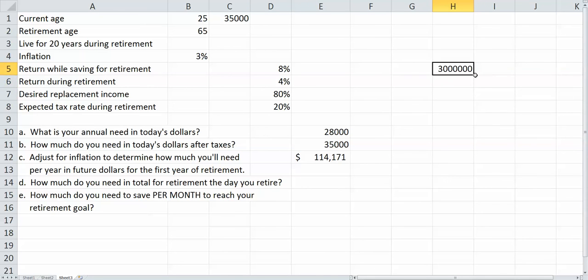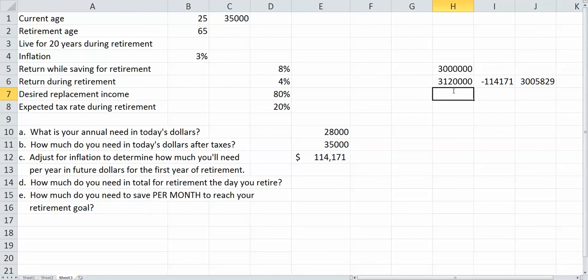It's going to sit there for a year, earn 4%. So it'll be worth 3 million times 1.04. Then you're going to take out 114,171. So you'll have $3,120,000 less 114,171. Then this money is going to sit here for a year and earn interest.